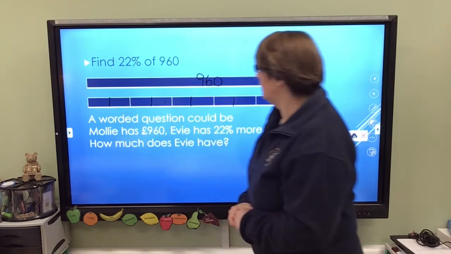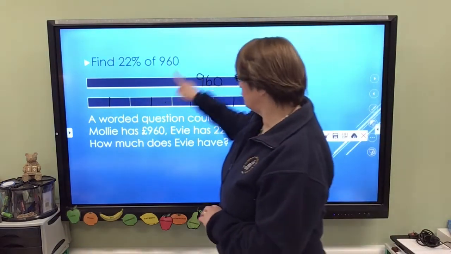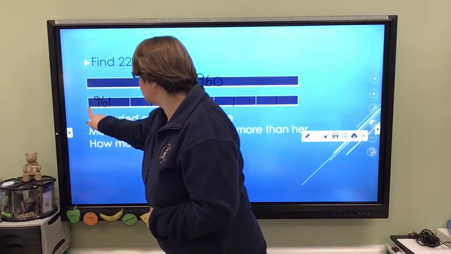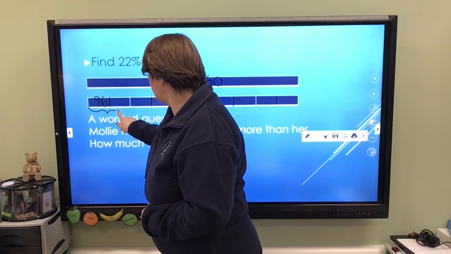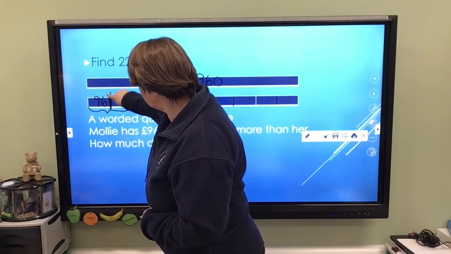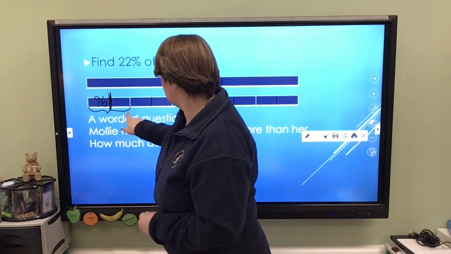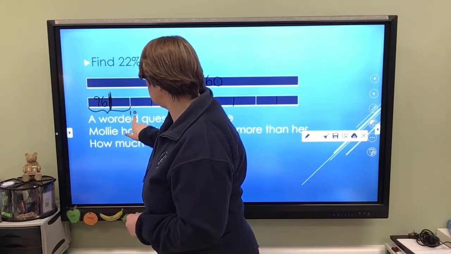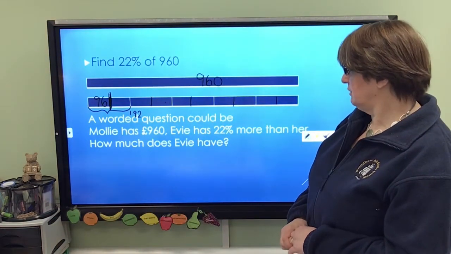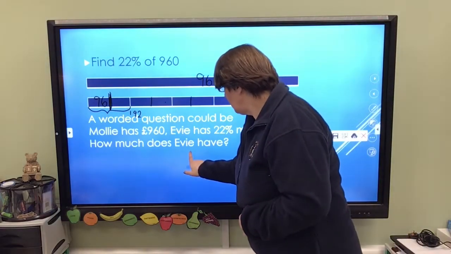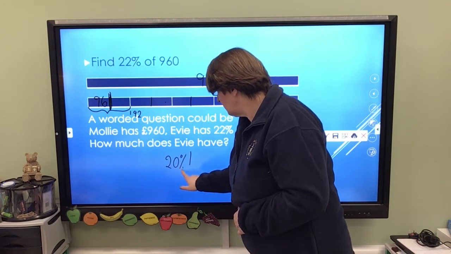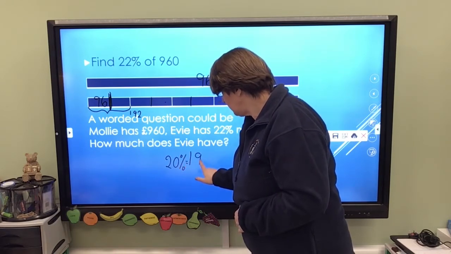So, a tenth of 960 will be 96, which will mean that two of those together will be, can you work it out? 96 and 96, it will be 192. So 20% is 192. 20% equals 192.